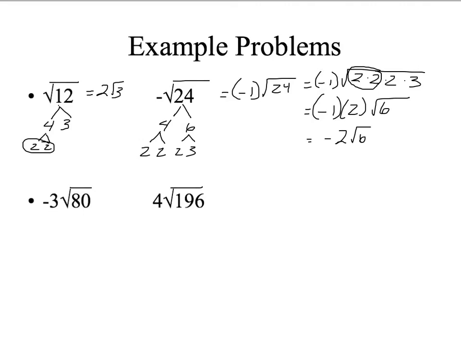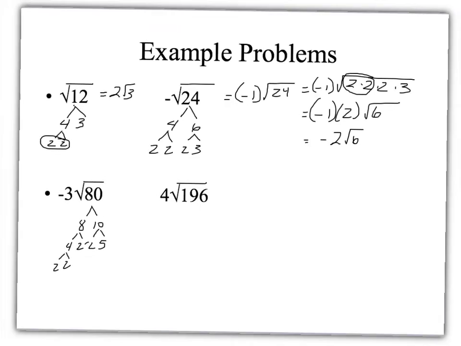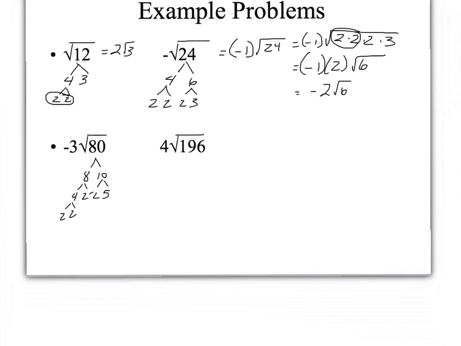Let's do the same thing for negative 3 square root of 80. 80 breaks down into 8 times 10. 8 is 4 times 2. 10 is 2 times 5. And 4 is 2 times 2. So, I'm going to create some more room for myself here. So negative 3 square root of 80 becomes negative 3 times the square root of 2 times 2 times 2 times 2 times 5.